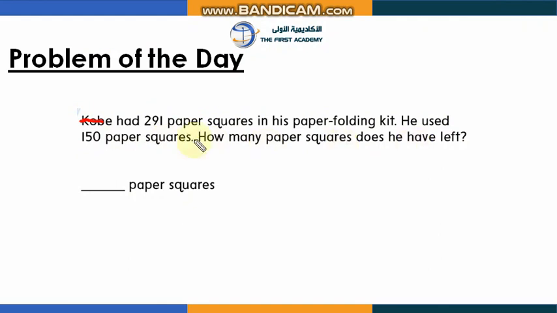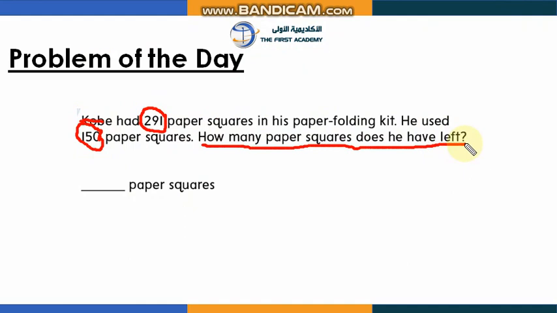Okay, so everyone, let's say this is the first number and this is the second number. And here we go to the question. Can we read the question together, please? How many paper squares does he have left? So everyone, what do you think about this problem? Do you think that we are going to add or we are going to minus? What do you think about this problem? So what we're going to do? Minus. We're gonna minus, we're gonna take away, we're gonna subtract.